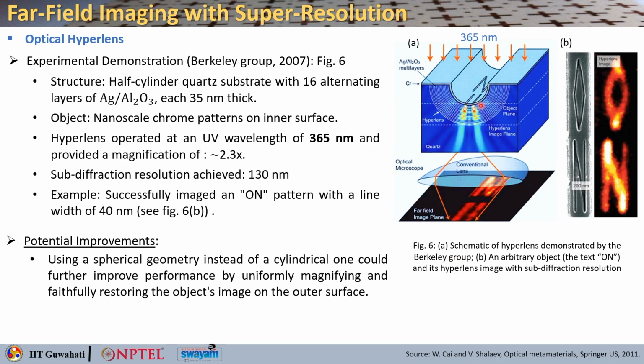Okay. So, what is happening? The sub-wavelength pattern is first enlarged using the hyperlens, and once it is large enough, it is picked up by conventional lenses, and then you can use your traditional imaging to image this, right. So, what are the potential improvements? If you use a spherical geometry instead of this cylindrical one, you could improve the performance further by doing uniform magnification and faithfully restoring the object's image on the outer surface, right.